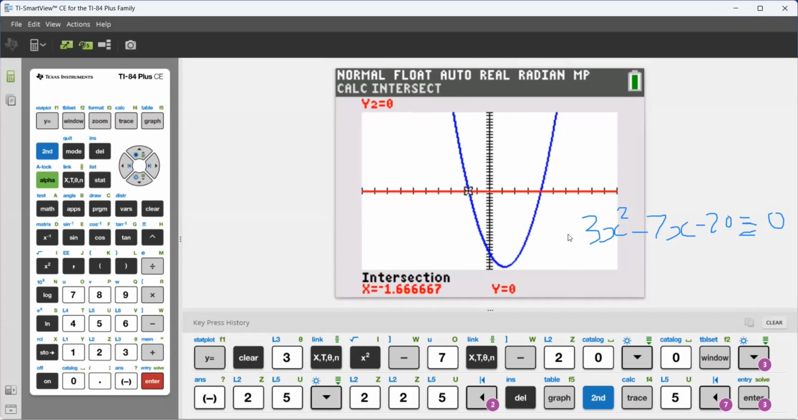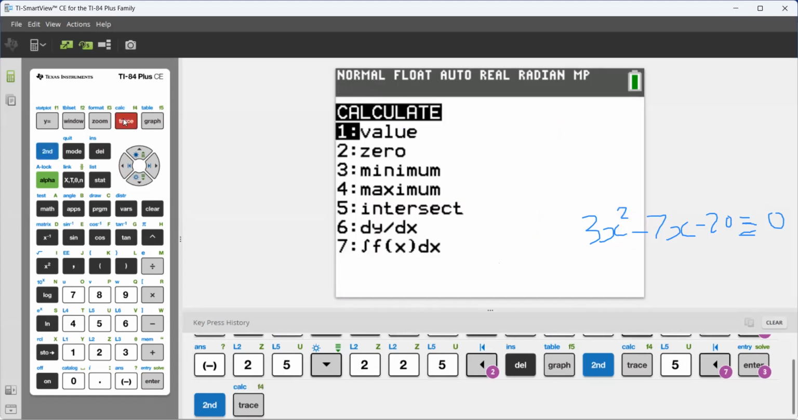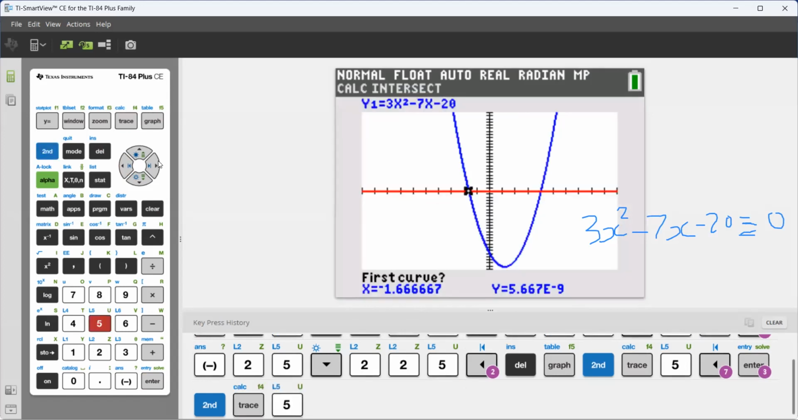Okay? It's negative 5 over 3. Now, what about the other one? This one. So I do second calc 5, and I'm going to move the cursor to my right, and then I'm going to do enter, enter, enter. Yes, and then I've got x equals 4. And that's exactly what I got. So I'm going to draw the graph and then put everything in there.